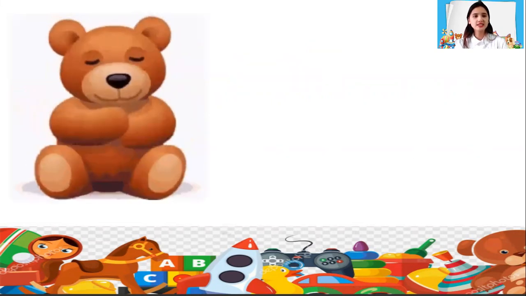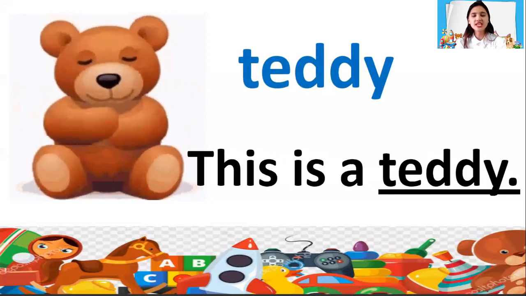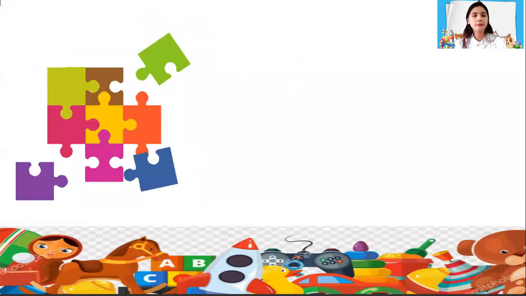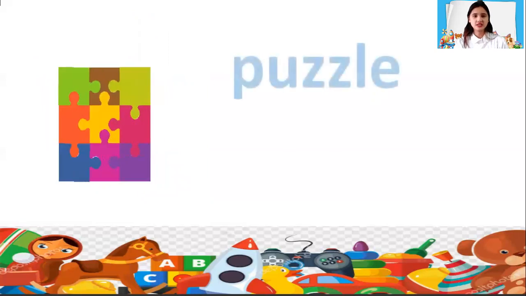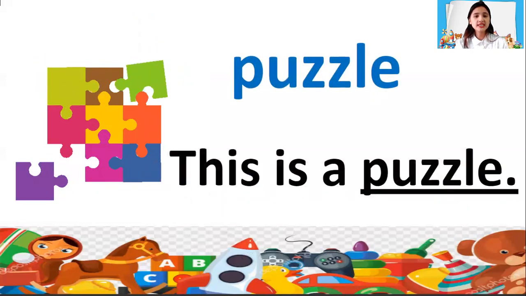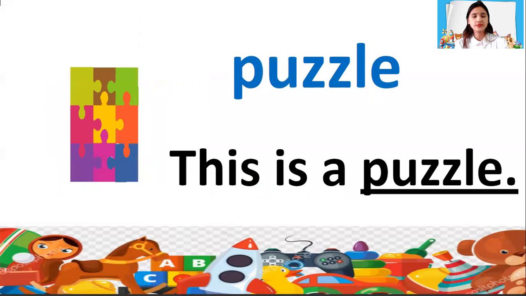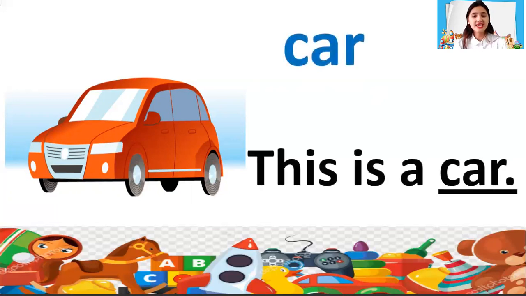Next. What's that? Correct. Teddy. Very good. Please say, this is a teddy. One more. This is a teddy. Good job. Next. What's that? That's right. Puzzle. Please read. This is a puzzle. One more. This is a puzzle. Good job. Next. Oh, what is this? Good. Car. Please say, this is a car. One more. This is a car.